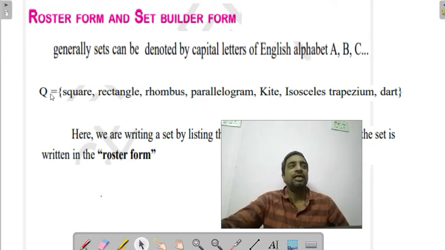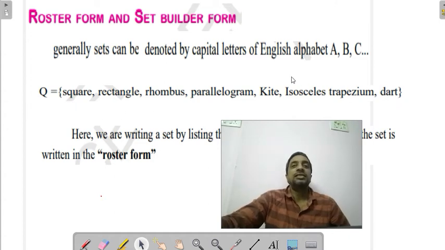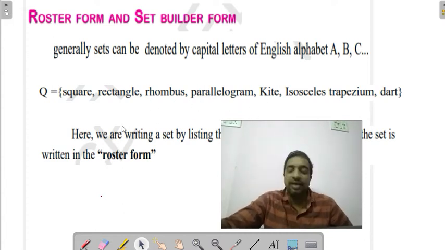And here one example is given. Q is equal to square, rectangle, rhombus, parallelogram, kite, isosceles trapezium, and so on. These are the types of quadrilaterals, and these all are kept in one set. Hence we can say this is a set of types of quadrilateral.